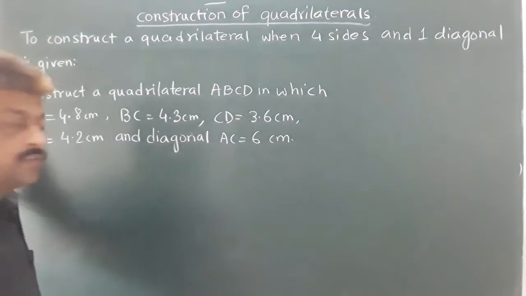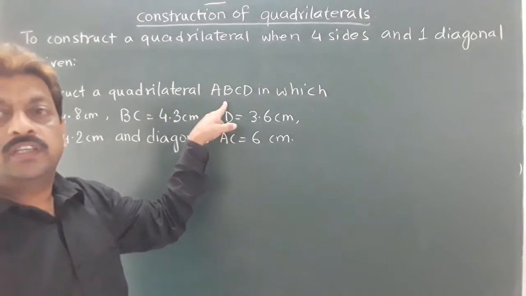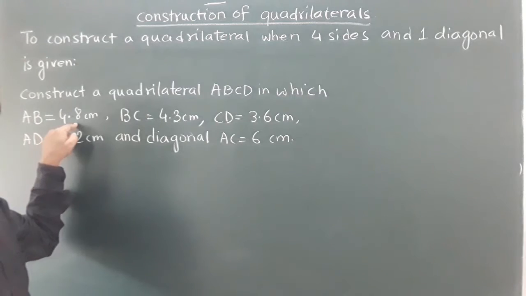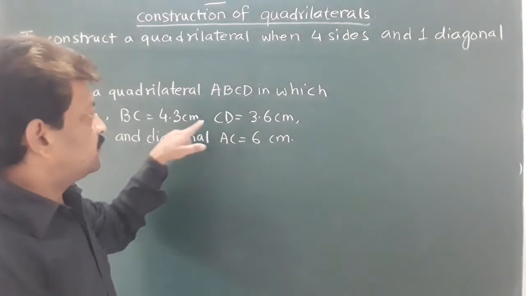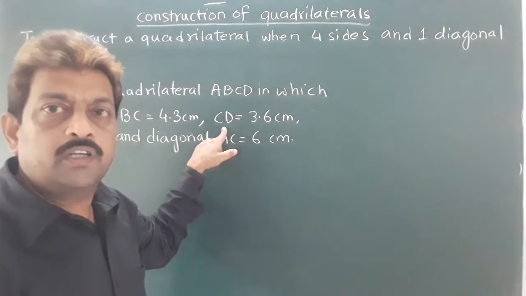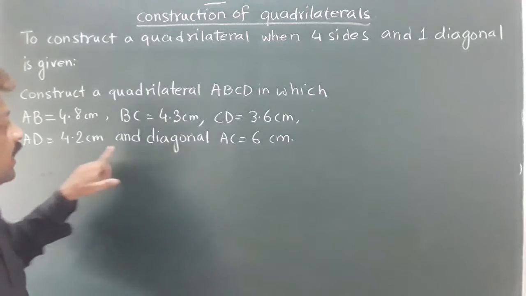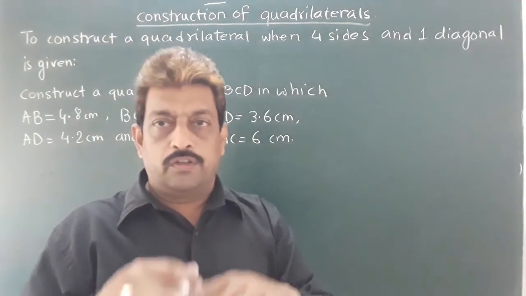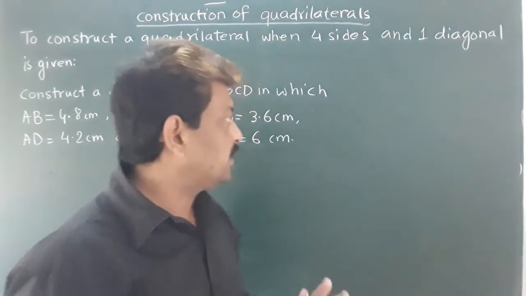And here is the question: construct a quadrilateral ABCD in which AB equals 4.8 cm, BC equals 4.3 cm, CD equals 3.6 cm, AD equals 4.2 cm and diagonal AC equals 6 cm. That means the 4 sides of the quadrilateral and the diagonal AC are given.